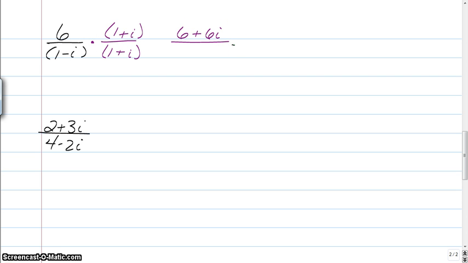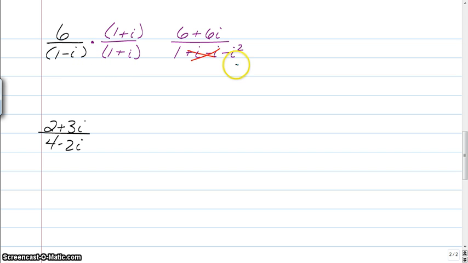Now the bottom, the purpose of the conjugate is to make the i go away. So I will show you that all you have to do is FOIL the bottom. So you get 1 times 1, which is 1. 1 times a positive i is a positive 1i. Negative i times 1 is a negative i. And negative i times i is a negative i squared. And that's why we do this, because a positive i and a negative i will cancel each other out. Anytime you multiply by a conjugate, the i's or the roots or the x's, whatever you're working with will cancel.